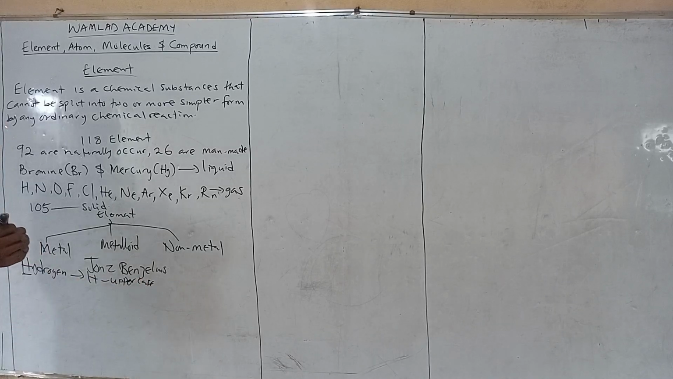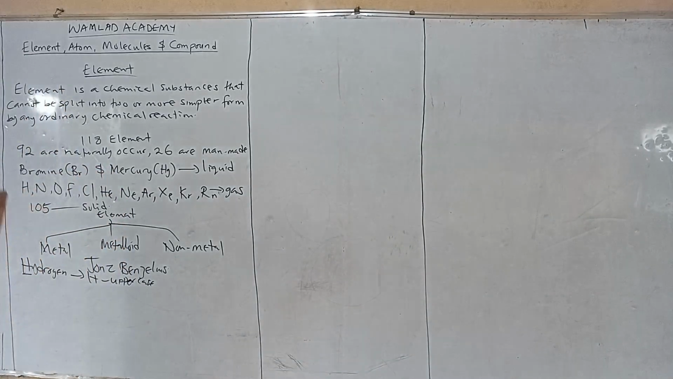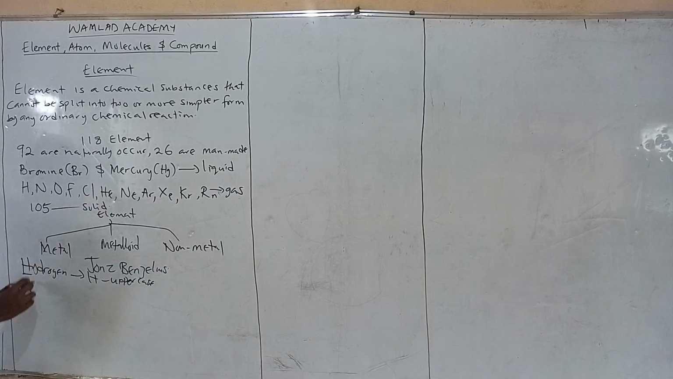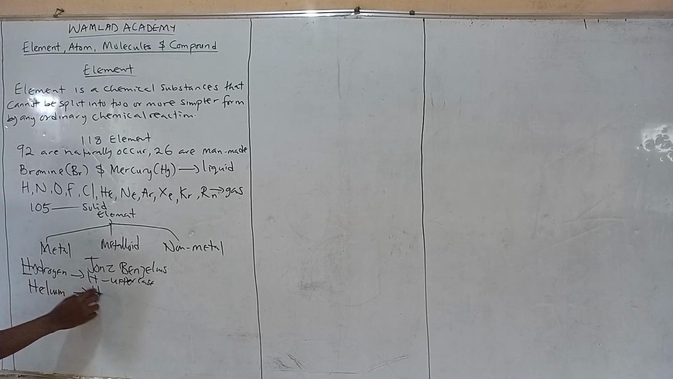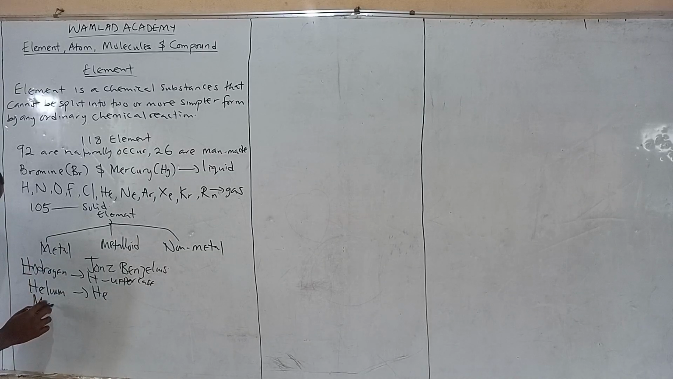The second case is that they use either the first and second letter or the first and third letter, which means the symbol will have 2 letters. In this second case, we have the example of helium, He. Helium is written as He, using the first letter and the second letter. Let us see another example, aluminum, and let's say magnesium.